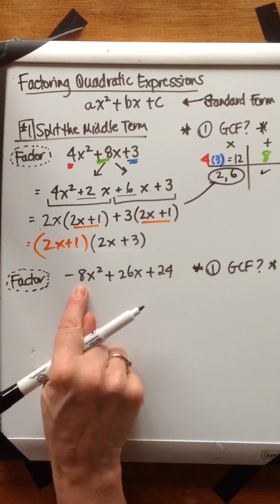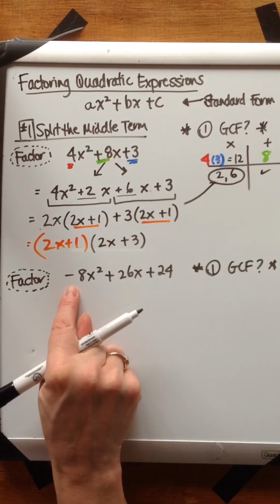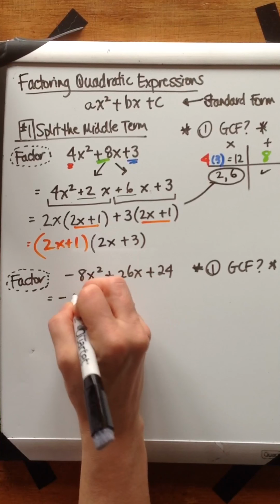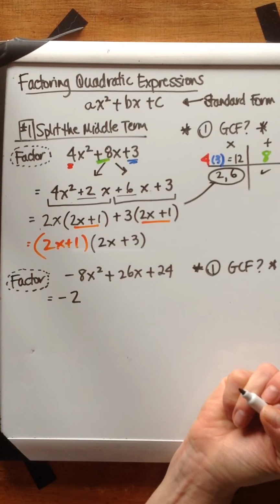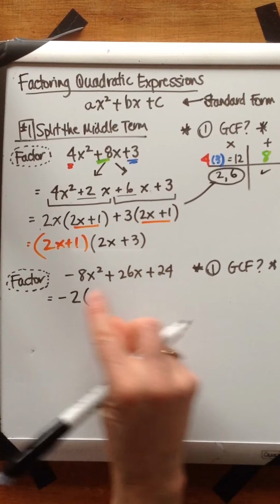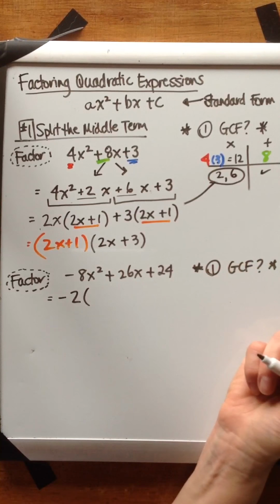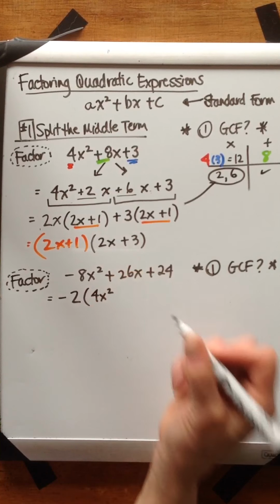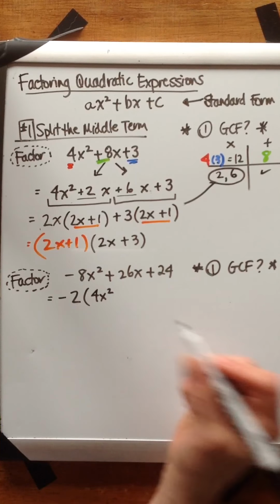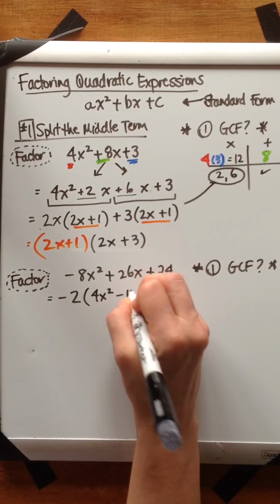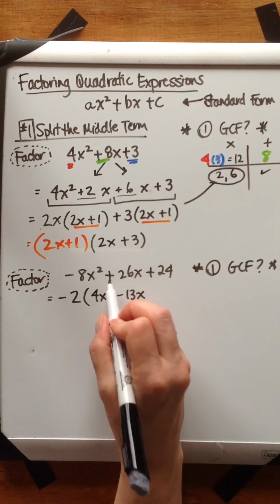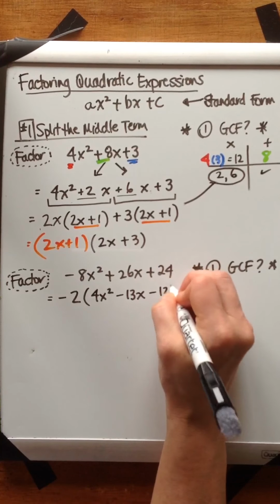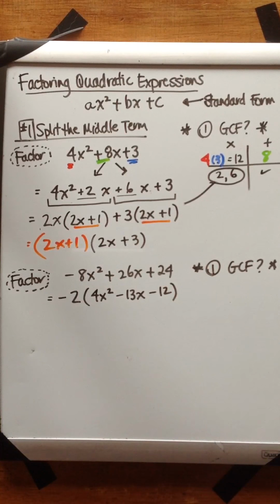I'm also not a big fan of this a value beginning with a negative value. So what I'm going to do here is take out negative 2 as the GCF. Okay? And let's see what happens when we finish the rest of the expression. So negative 2 times 4x squared would give me 8x squared. And negative 2 times negative 13x would give me 26x. And negative 2 times negative 12 would give me positive 24.